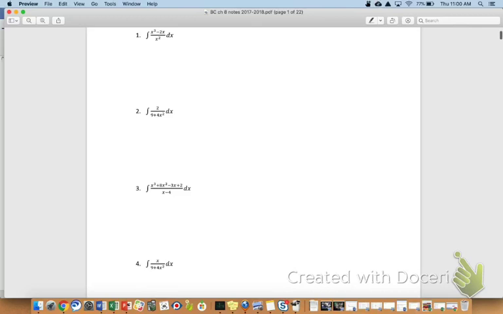And this is a review of pretty much all of the antiderivatives that we've seen up to this point in some form or fashion. But, there's a big but there. We're going to stay on topic though.